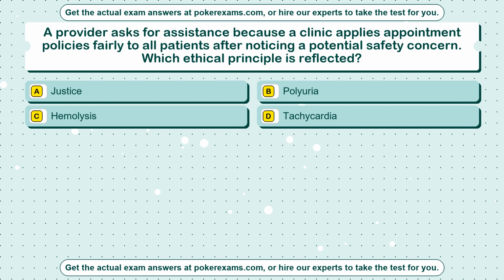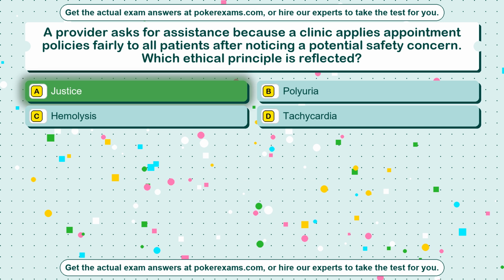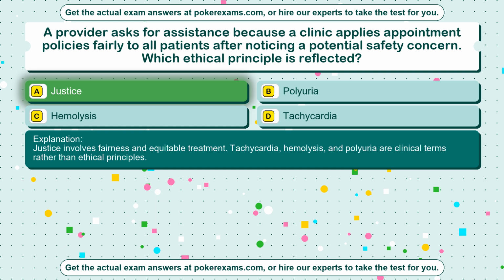Question 80. A provider asks for assistance because a clinic applies appointment policies fairly to all patients after noticing a potential safety concern. Which ethical principle is reflected? Option A, justice. Option B, polyuria. Option C, hemolysis. Option D, tachycardia. The correct answer is option A, justice. Justice involves fairness and equitable treatment. Tachycardia, hemolysis, and polyuria are clinical terms rather than ethical principles.